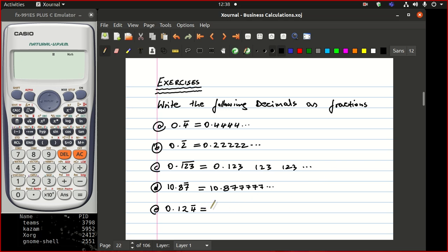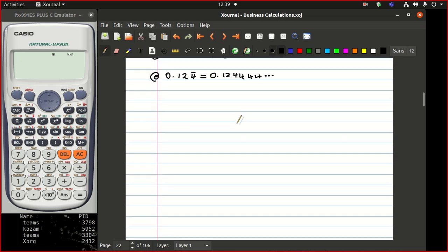And then the same thing here, we have 0.124, and the bar is only on the 4, which means we will keep repeating the 4 throughout. So it is the 4 that we are repeating. But the question was not saying write this like this. It was saying we want to write this number as a fraction. In other words, we want it to have a numerator and a denominator. That is what we want to achieve with this.